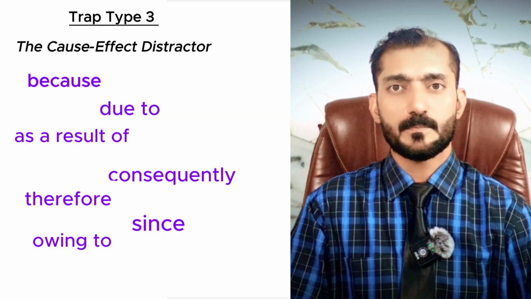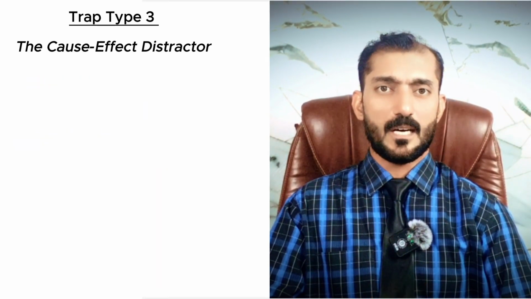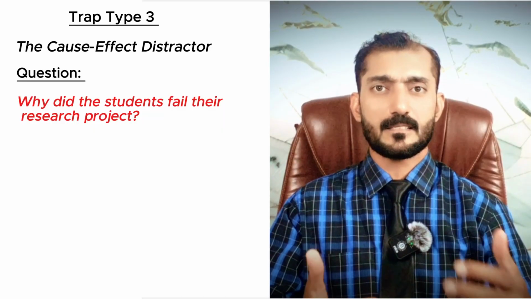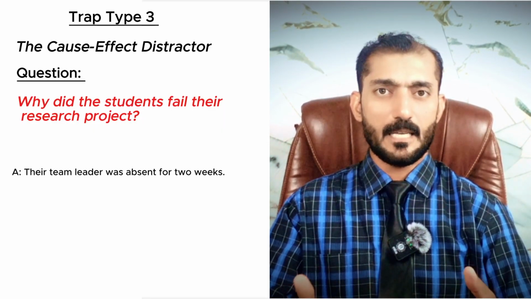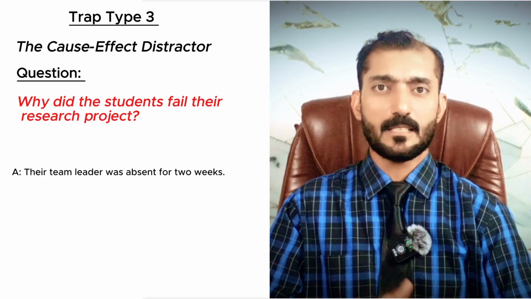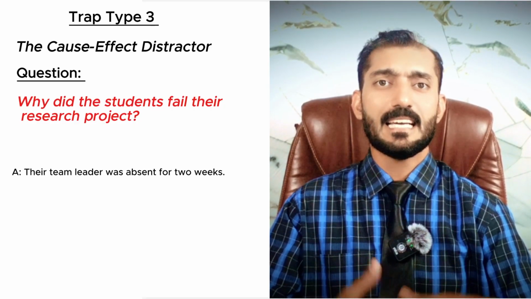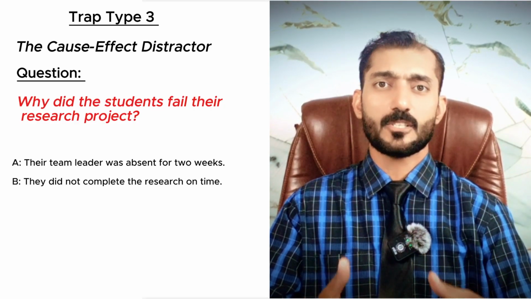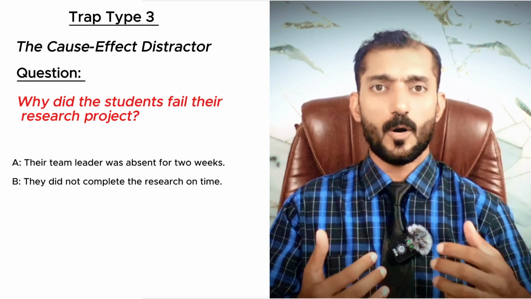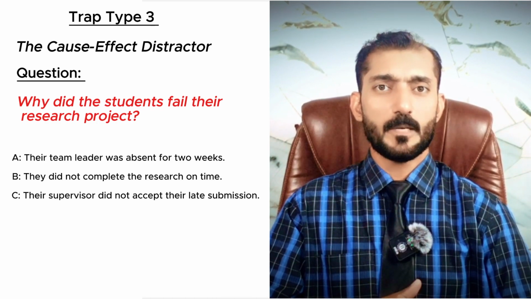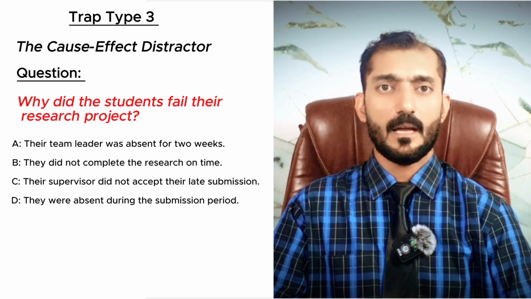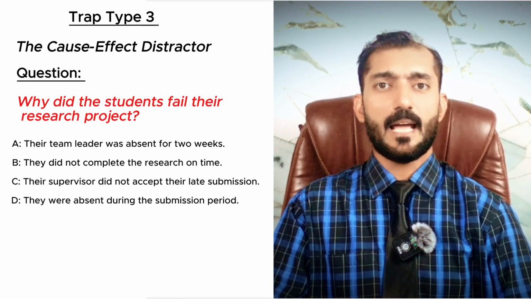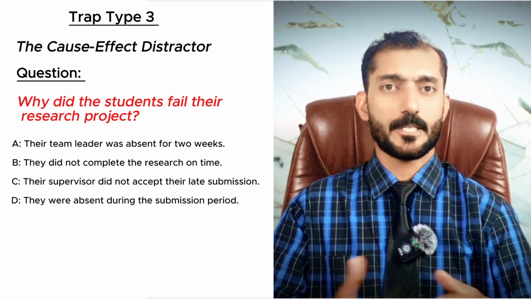Let me show you. For example, the question asks, why did the students fail their research projects? And these are the options. Option A, their team leader was absent for 2 weeks. Option B, they did not complete the research on time. Option C, their supervisor did not accept their late submission. And option D, they were absent during the submission period.